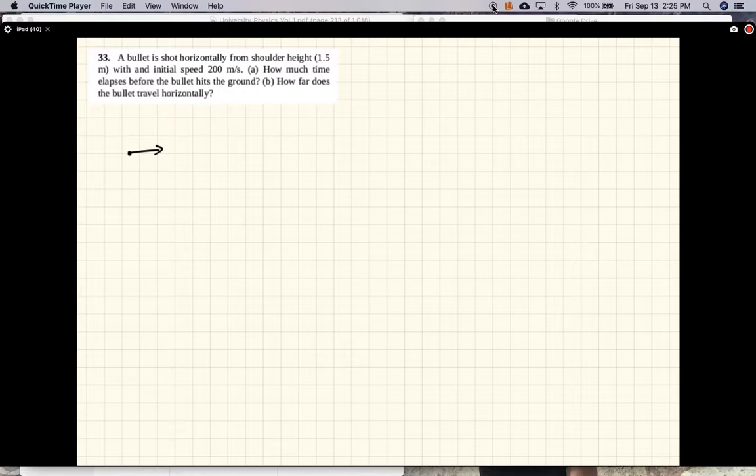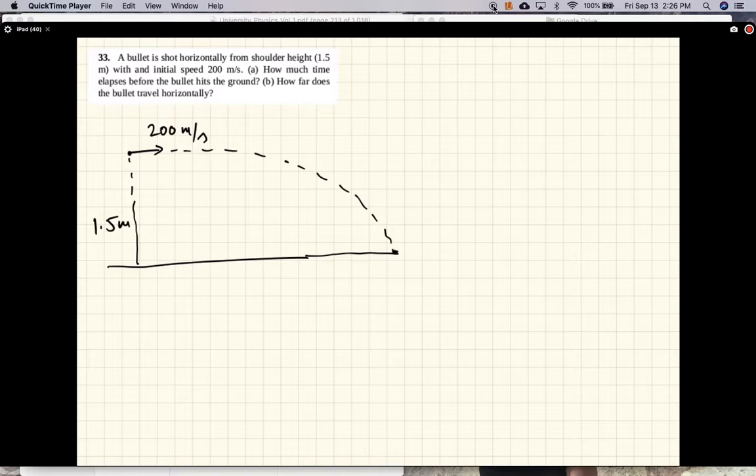you're shooting the bullet with a horizontal velocity of 200 meters per second, and you're shooting it from a height of 1.5 meters. Okay. So the bullet goes on a parabolic trajectory and hits the ground there. Okay. So in such problems, you want to draw your axes.